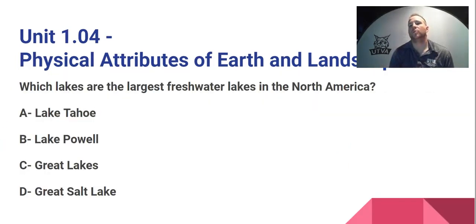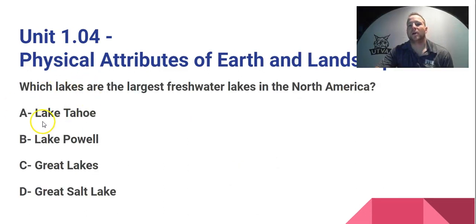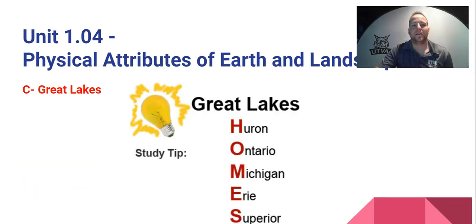So let's have a poll question real quick. Which lakes are the largest freshwater lakes in North America? Would it be Lake Tahoe, Lake Powell, Great Lakes, or Great Salt Lake? I'll give you a second to think about that. And the correct answer is the Great Lakes that I talked about. If we go back just real quick, Lake Tahoe and Lake Powell are actually man-made lakes. The Great Salt Lake is not a freshwater lake. It's salty. It doesn't have an outlet. And then the Great Lakes are those.